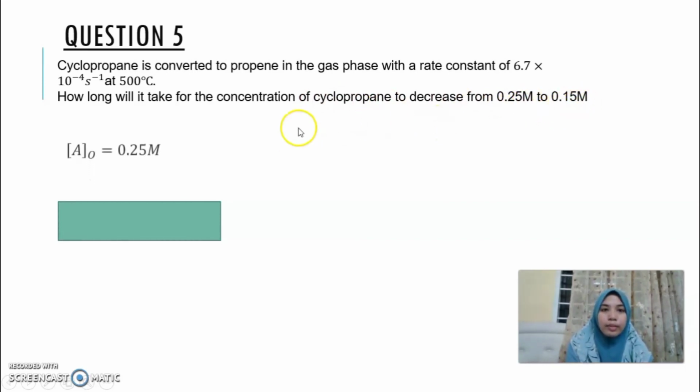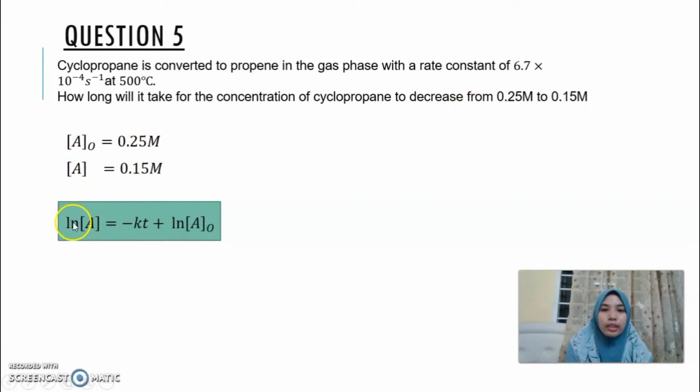Okay, given from the question, we need to use the formula ln A equals negative kt plus ln A initial. We already know the values of both ln terms, so we just substitute back into the equation and we will get 762.42 seconds. That's all.